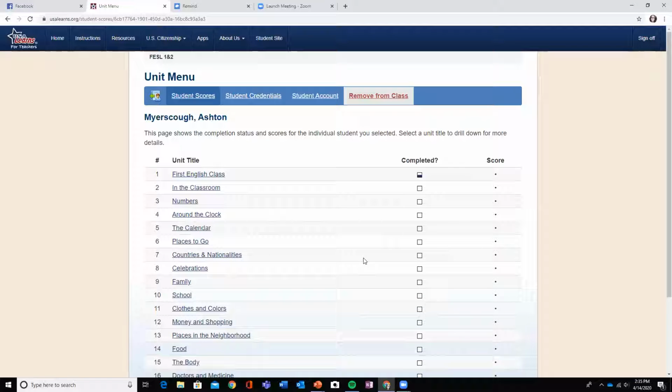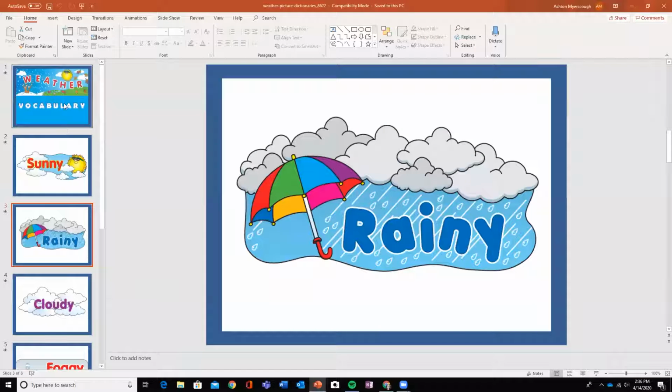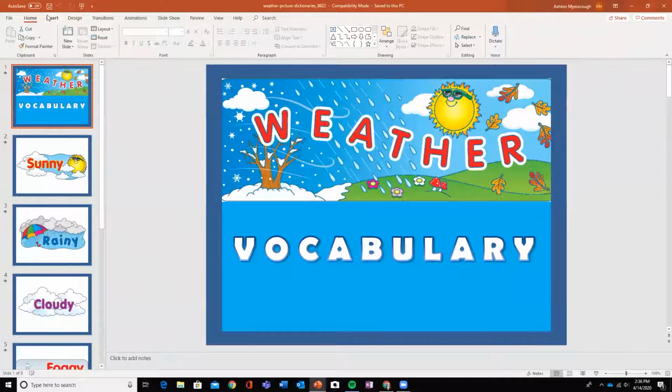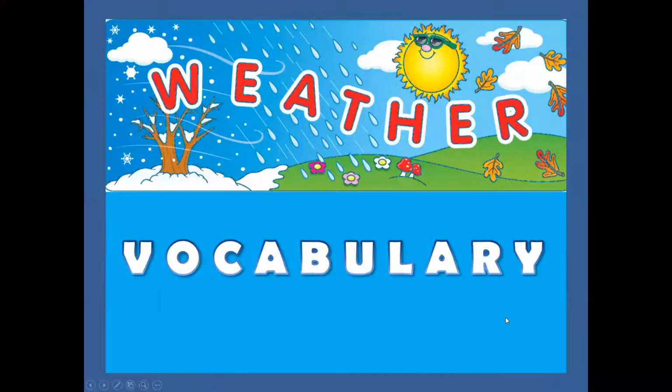So this week, we are going to talk a little bit about weather. Right now, we are in the month of April, and April has a lot of different weather that is kind of crazy, right? So I thought today would be a good day to work on some weather vocabulary. So let's talk about the weather.